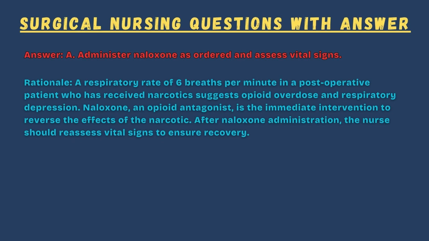Answer: A. Administer naloxone as ordered and assess vital signs. Rationale: a respiratory rate of 6 breaths per minute in a post-operative patient who has received narcotics suggests opioid overdose and respiratory depression. Naloxone, an opioid antagonist, is the immediate intervention to reverse the effects of the narcotic. After naloxone administration, the nurse should reassess vital signs to ensure recovery.